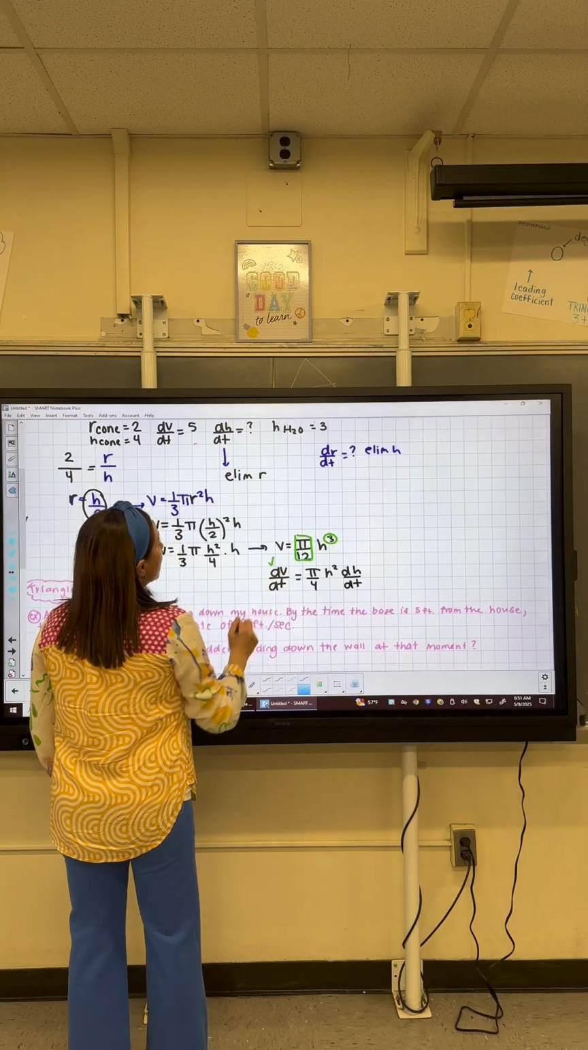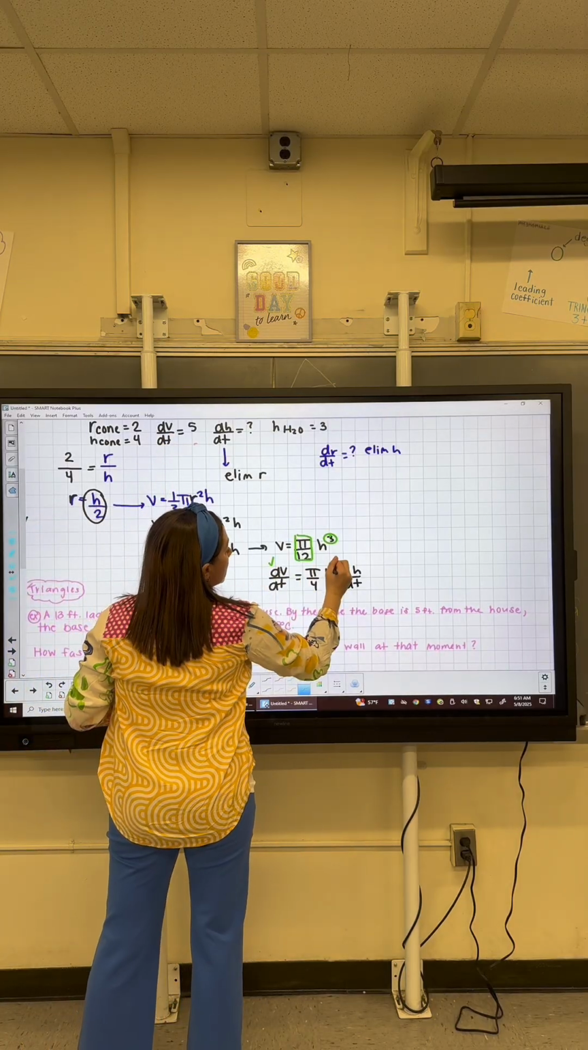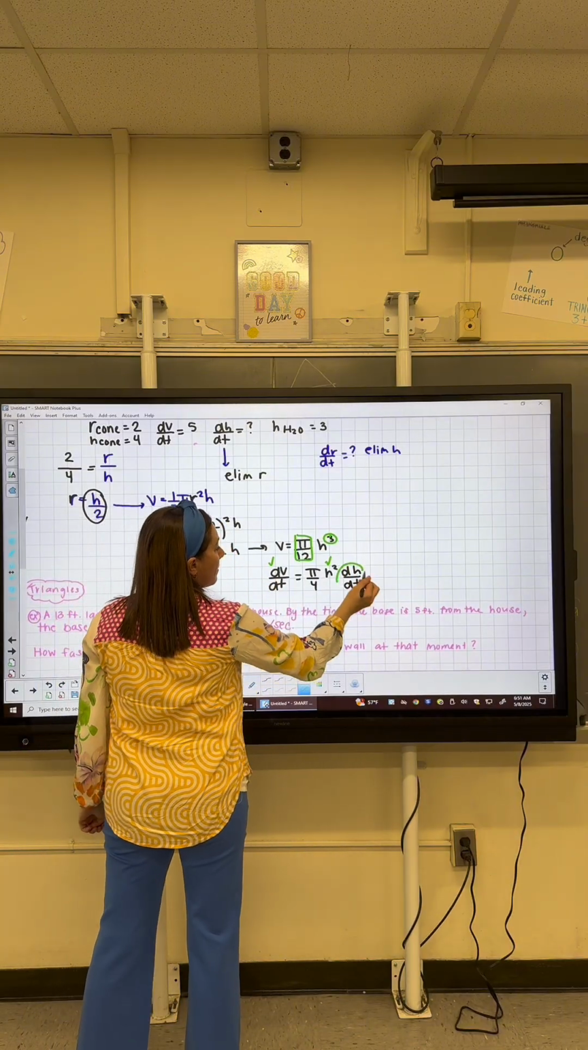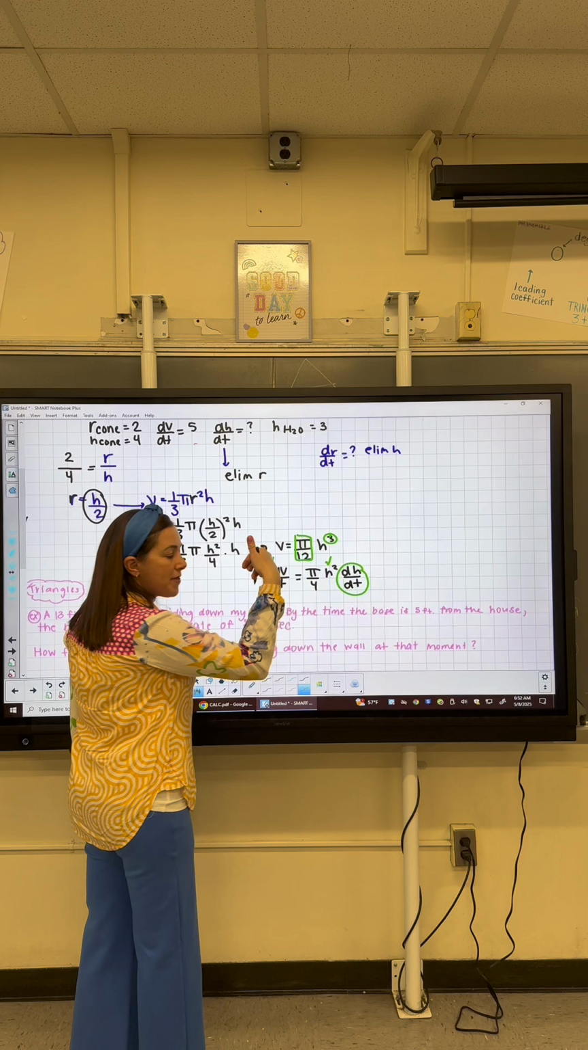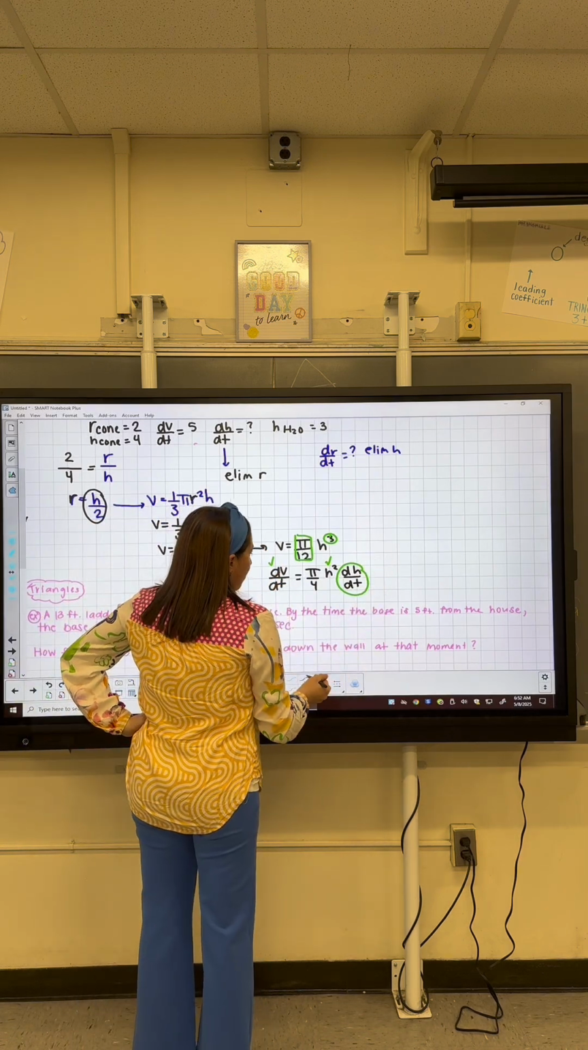We know the volume of the water is changing at a rate of 5. We know the height of the water is 3. Sorry, the volume of the water I meant here. The height of the cone is 3, and they want me to find dH dt. If you have one thing circled, you are good to go. So let's plug in now.